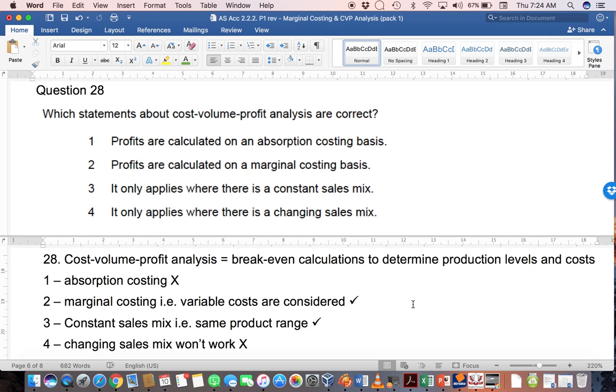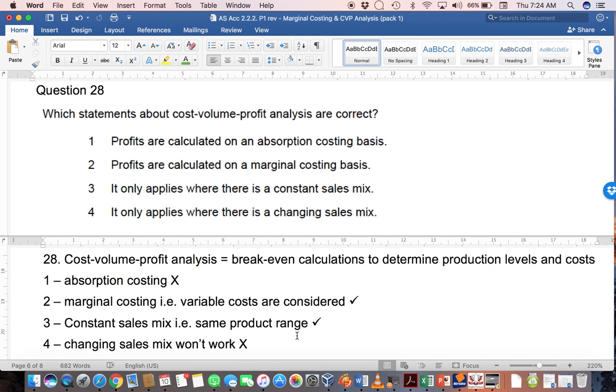Number 2, profits are calculated on a marginal costing basis. As discussed, yes, because break-even is taking into account what is fixed and what is variable. So by definition, marginal costing or our variable costs are part of these calculations. Number 3, it only applies where there is a constant sales mix. A constant sales mix means that you've got the same product range. So the products are very, very similar. And yes, this is the case.